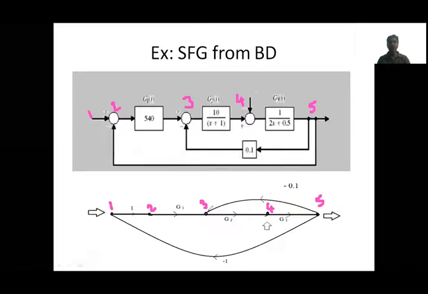Summing point and takeoff point are both similar, so we can't differentiate these two in signal flow graph representation. Therefore, at the time of the gain only, we have to show the sign, negative or positive. From the fifth to the second node, again we have a feedback, that is a unity feedback, but here it is negative feedback, so -1 is indicated here. This is the way of converting a block diagram into a signal flow graph.